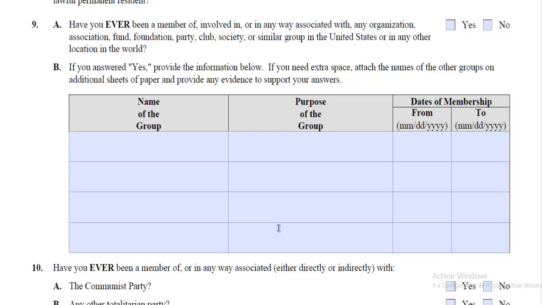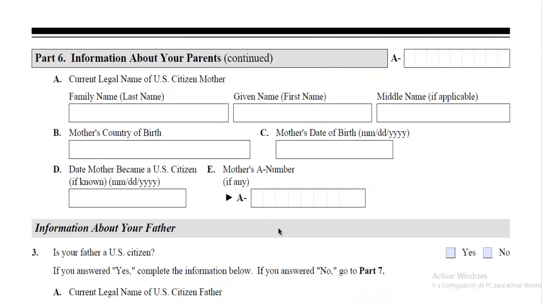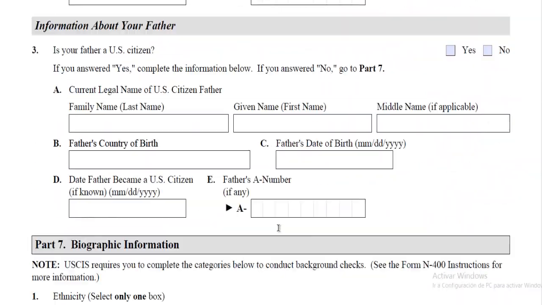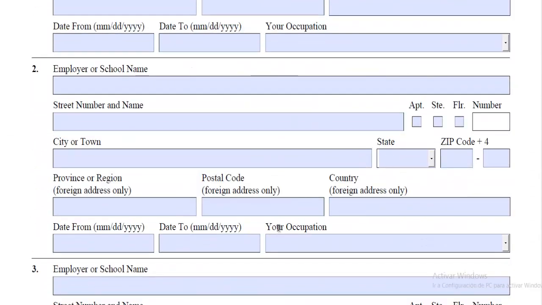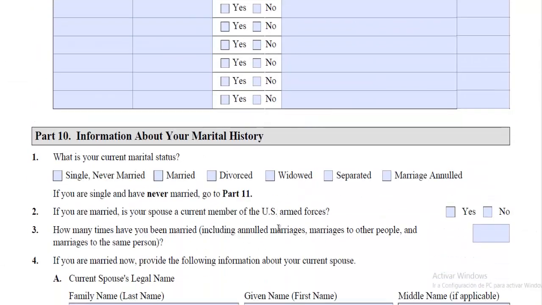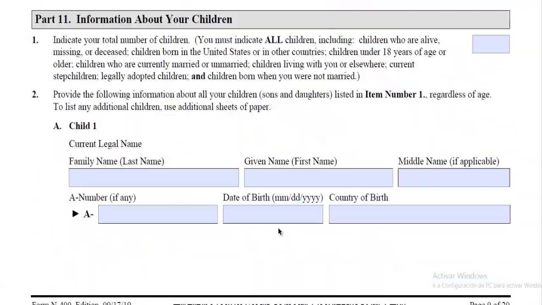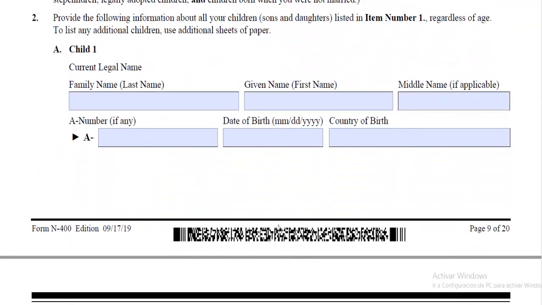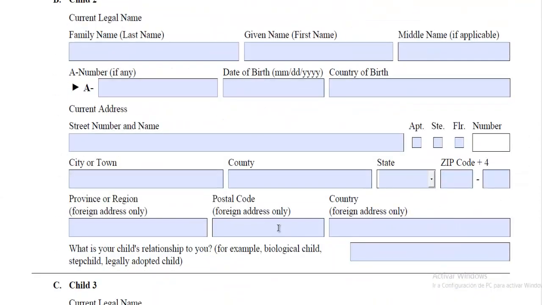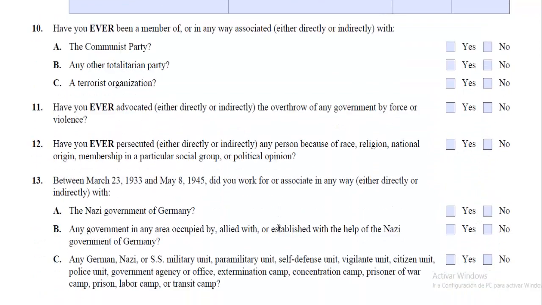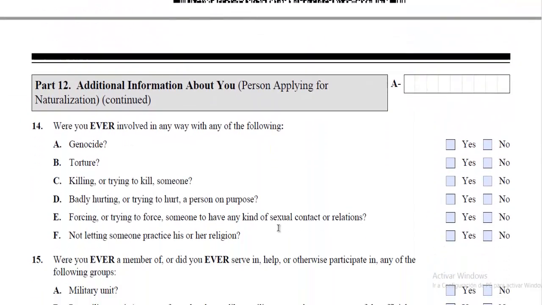refugee status. For example, if you answer... let's go to question 16. Oh, sorry, wait, I went too far. Sorry, guys, let me go back. There you go, question 16. Okay, let's go. As you can see, I went up. I don't want to confuse you guys. Sorry, my scroll down went up.